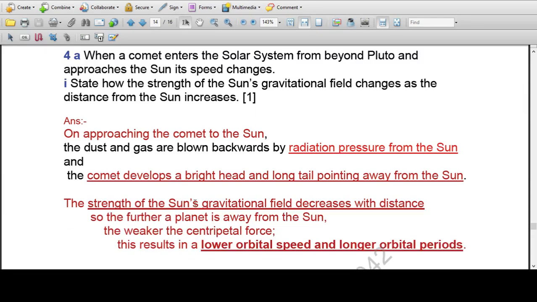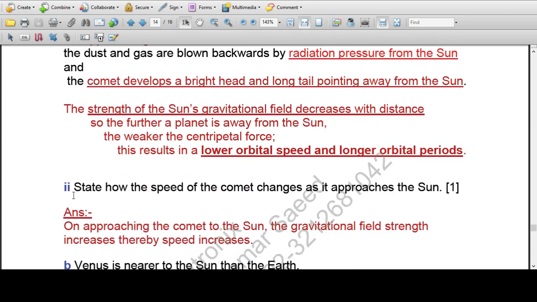The strength of the sun's gravitational field decreases with distance. So the farther a planet is away from the sun, the weaker the centripetal force, or force of attraction. Also, this results in a lower orbital speed and a longer orbital period.